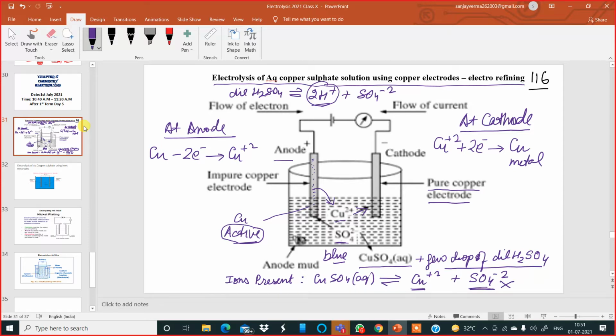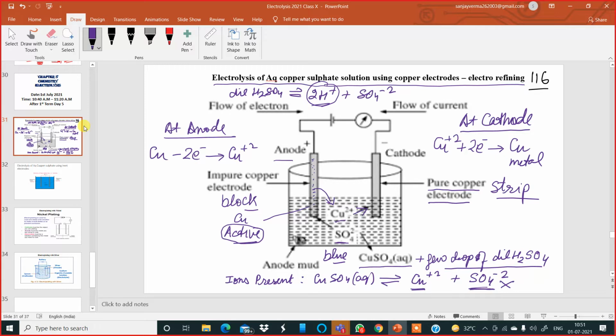By the anode. So this is how the question will be asked. They will ask you, during the electrolysis of aqueous copper sulfate using copper electrodes, what are the electrodes made up of? You have to be precise in the answer. You have to say the cathode is made up of pure copper strip, and the anode is made up of impure copper block. This is what you have to remember.